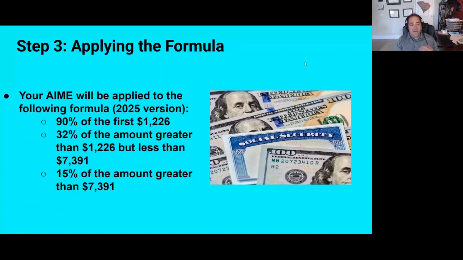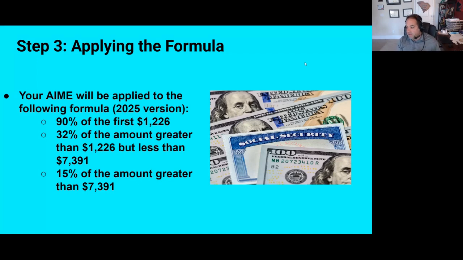Step three, that number is used in a formula. And this formula changes each year. And the formula you use, the one you see on your screen and the one I'm about to talk about, is the 2025 formula. Your formula will be the one that was in effect in your year of eligibility, which we just mentioned a little while ago.